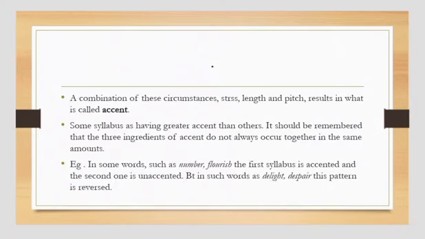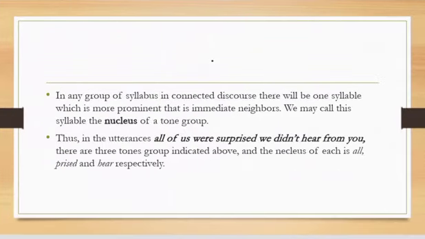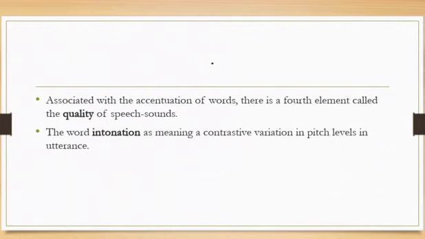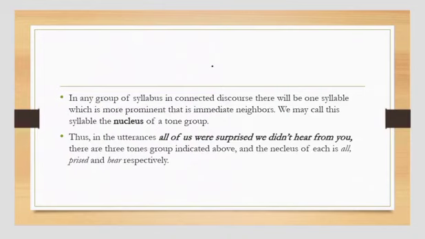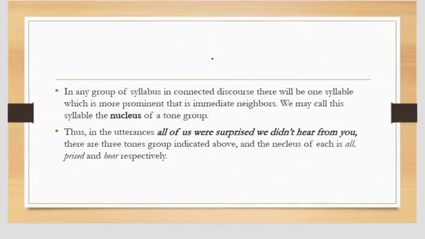Associated with the accentuation of words, there is a fourth element called the quality of speech sounds. The word intonation means a contrastive variation in pitch levels in utterances. In any group of syllables in connected discourse, there will be one syllable which is more prominent than its immediate neighbors. We may call this syllable the nucleus of a tone group. Thus, in the utterance, all of us were surprised we didn't hear from you, there are three tone groups as we have indicated above. The nucleus of each is all, prized, and here respectively.